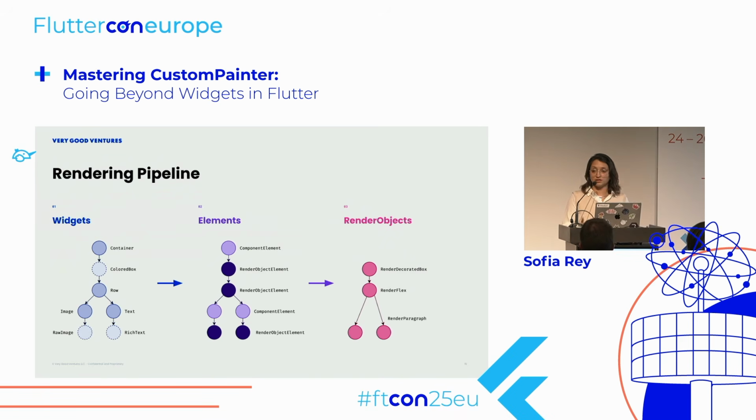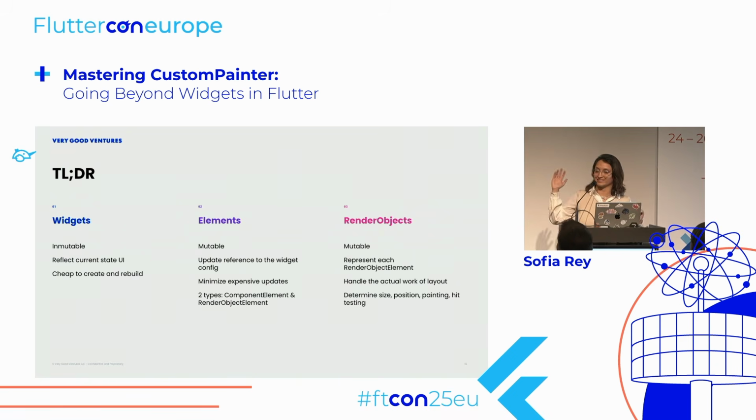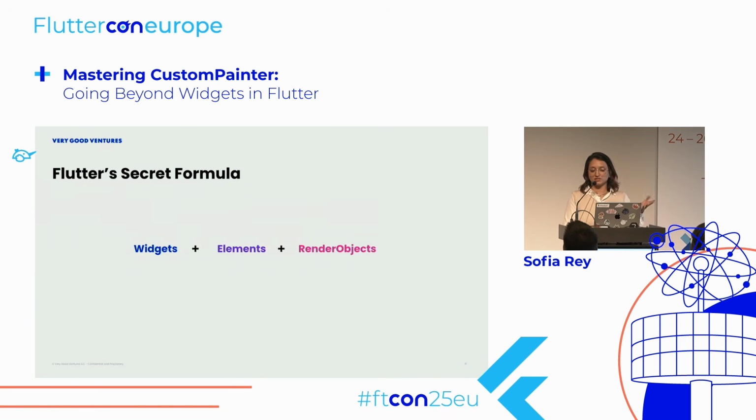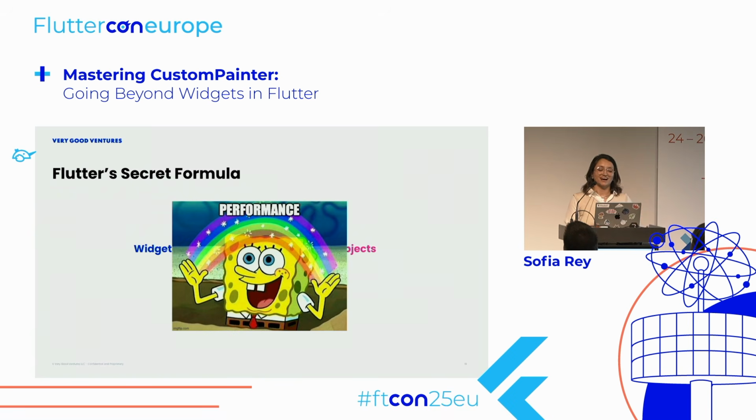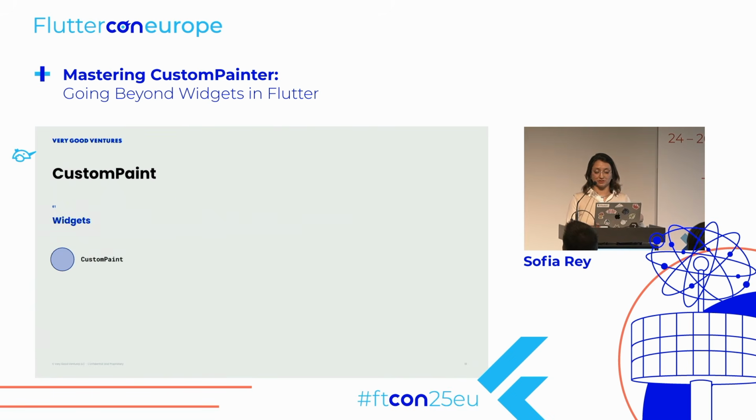And how does CustomPainter fit into all this scheme? Sorry, here's a quick cheat sheet in case you want to go through it. I'll share the slides later with you. And this is, as I said, Flutter's secret formula for performance. So let's see the CustomPaint. If we want to use CustomPaint, we will use the CustomPaint widget, which will create a widget in the widget tree, which will later transform into a render object element in the elements tree. And this render object element will create a specific type of render object called RenderCustomPaint.